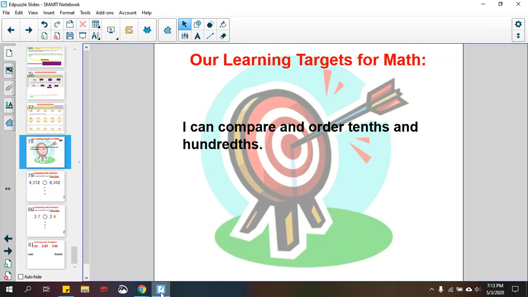All right, and our learning target for tonight is I can compare and order tenths and hundredths. So again, we're going to be thinking back to the idea of decimals, which we've been talking about for a few weeks now, and how we can compare them, figuring out how they're the same and how they're different, but also order them from least to greatest, greatest to least, or putting them into an order based on what the rule is telling us to do.